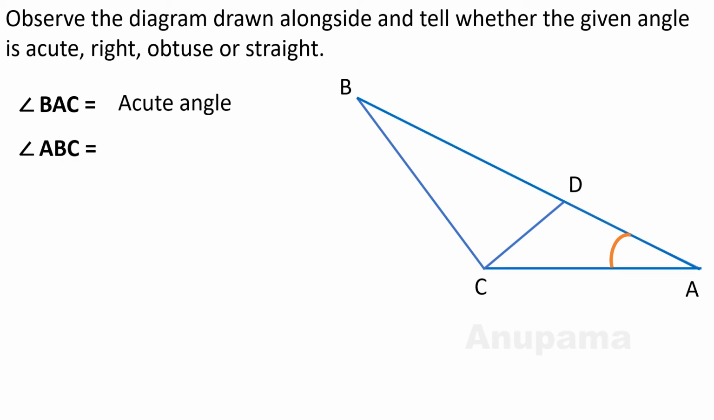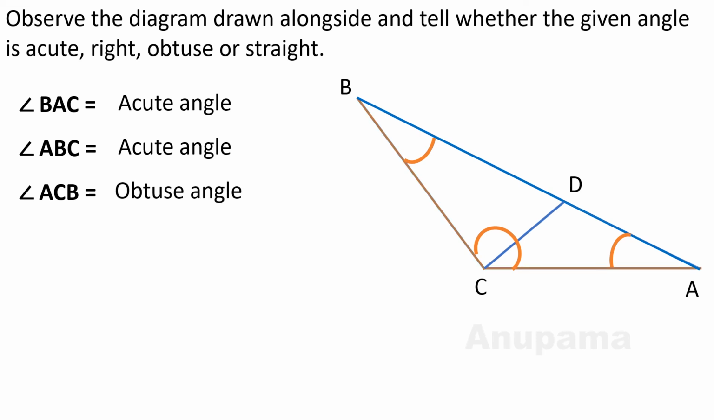Next is angle ABC. Where is angle ABC? Here is angle ABC, and it is also less than 90 degree. That's why we can say it is also an acute angle. Angle ACB, here is angle ACB, and this one is greater than 90 degree. That's why it is an obtuse angle. Then angle DCA. Angle DCA is this one, this green one, and it is less than 90 degree. That's why it is an acute angle.